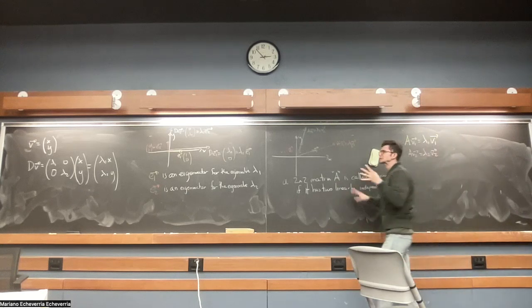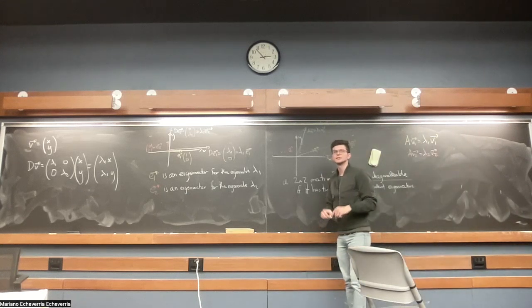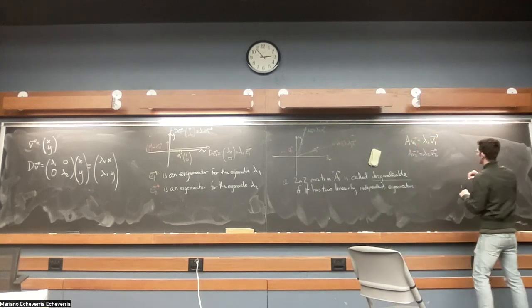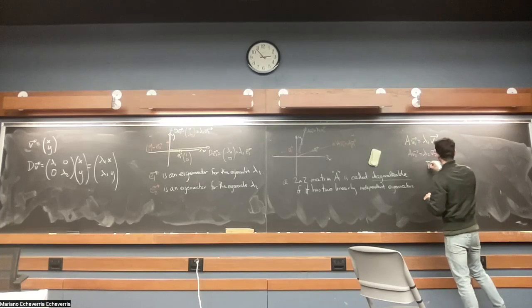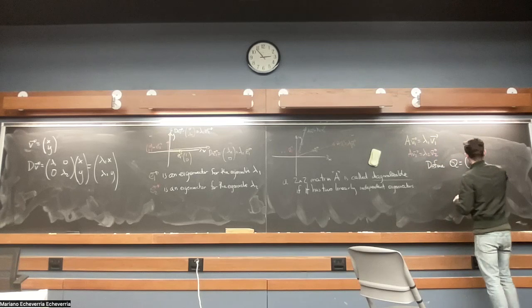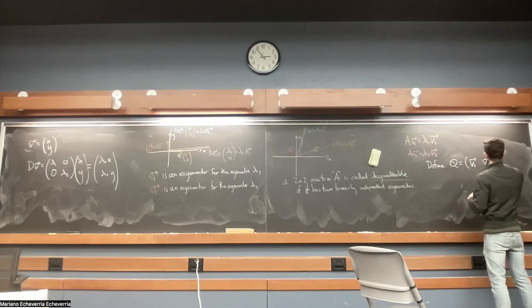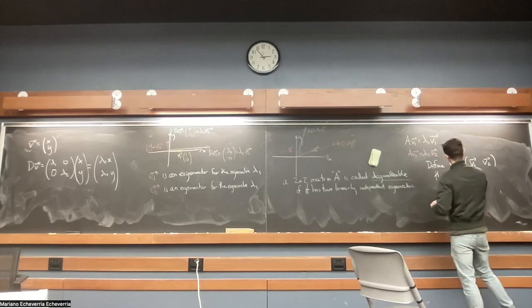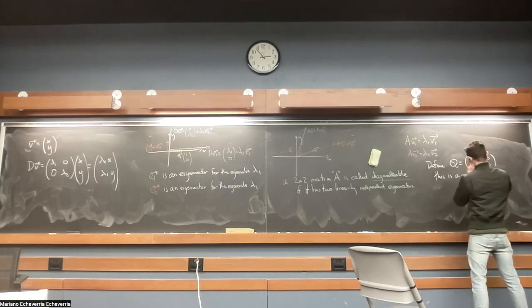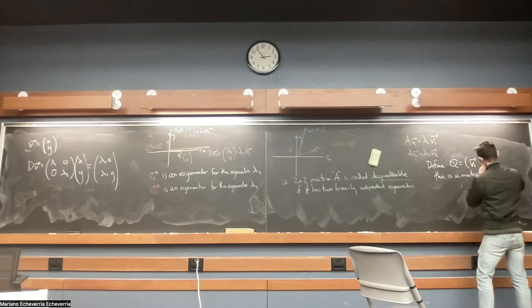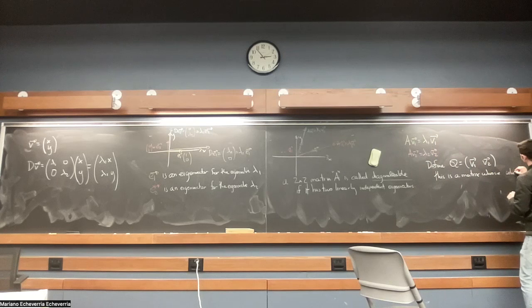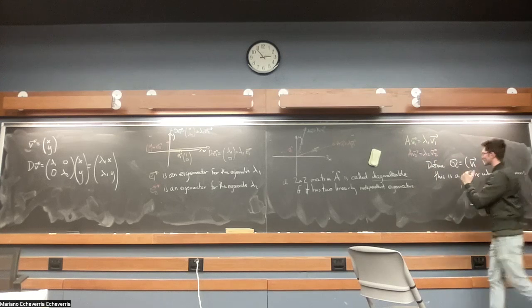So the insight is to make a matrix whose columns are these eigenvectors. Let's say you define this matrix Q. What do I mean by this? This is a matrix whose columns are the eigenvectors, the eigenvectors v1, v2.